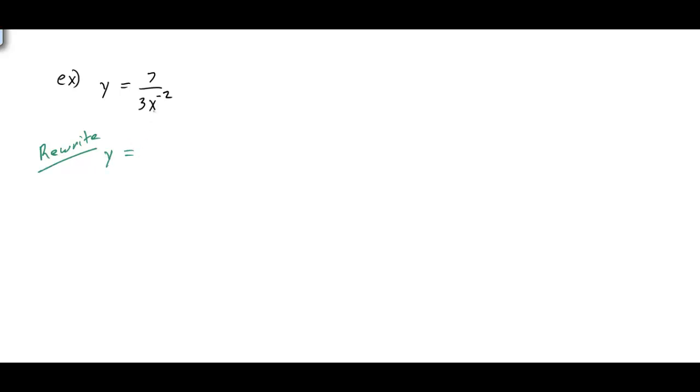we still want to move the variable to the top, but now we're going to have 7/3. And if we move the x up, because the exponent's negative, now it's going to become positive. So now we can simply use the power rule and multiply the exponent. 2 times 7/3 is 14/3. Subtracting 1 from the exponent, we simply have 14/3 x.